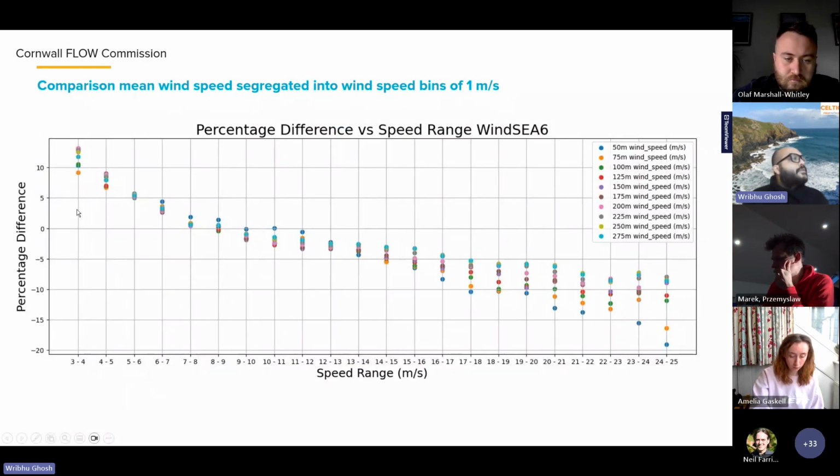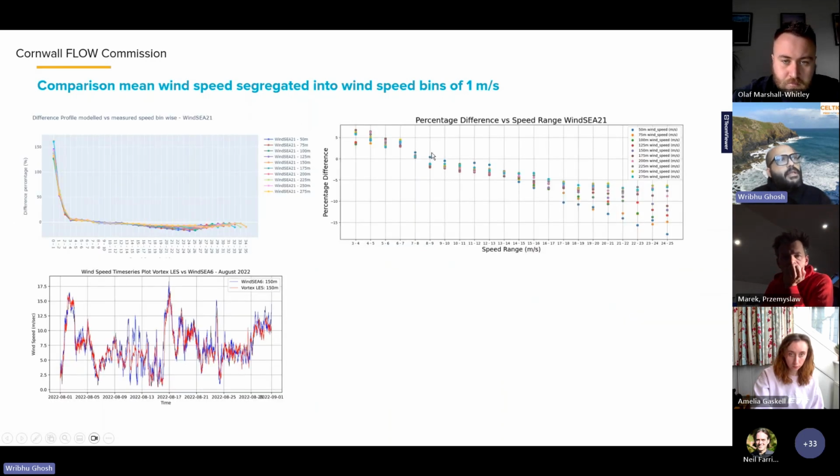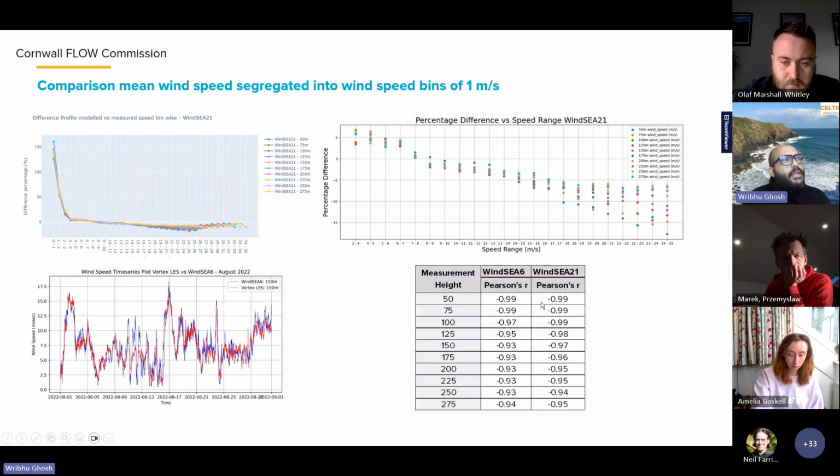This is the percentage difference now between 3 and 25. We haven't taken anything under 3, and we haven't taken anything over 25. For WinC6, this is for WinC21. We have fitted a linear regression model to it, and it shows very strong negative linearity, pretty much all below minus 0.93.